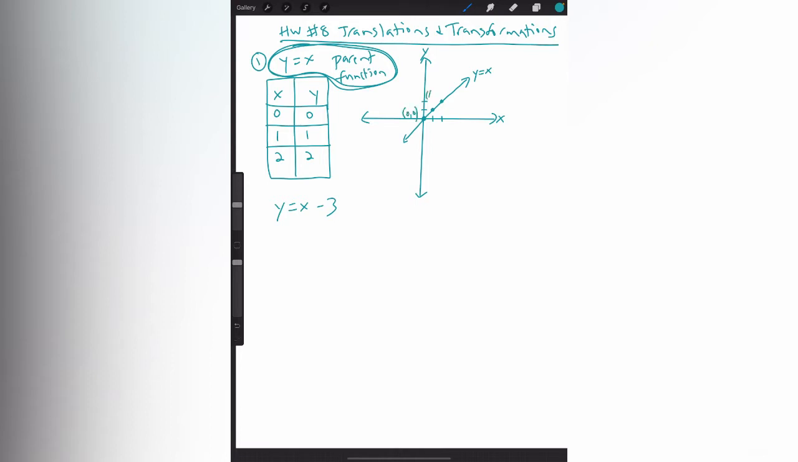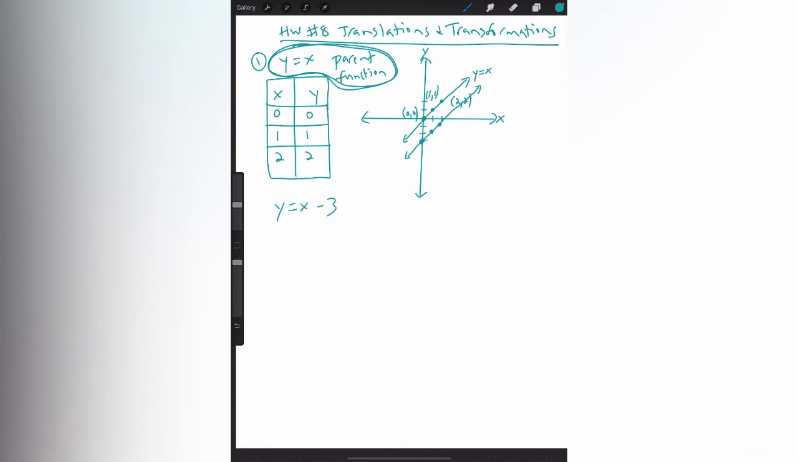This was 1, 1. And this over here was 2, 2. Right? If I go through and move all of my points down 3, I move this down 3: 1, 2, 3. Move this one down 3. 1, 2, 3. Move this one down 3. 1, 2, 3. And if I graph this line, notice that it's still parallel to my previous line, but all the points have been moved down 3.